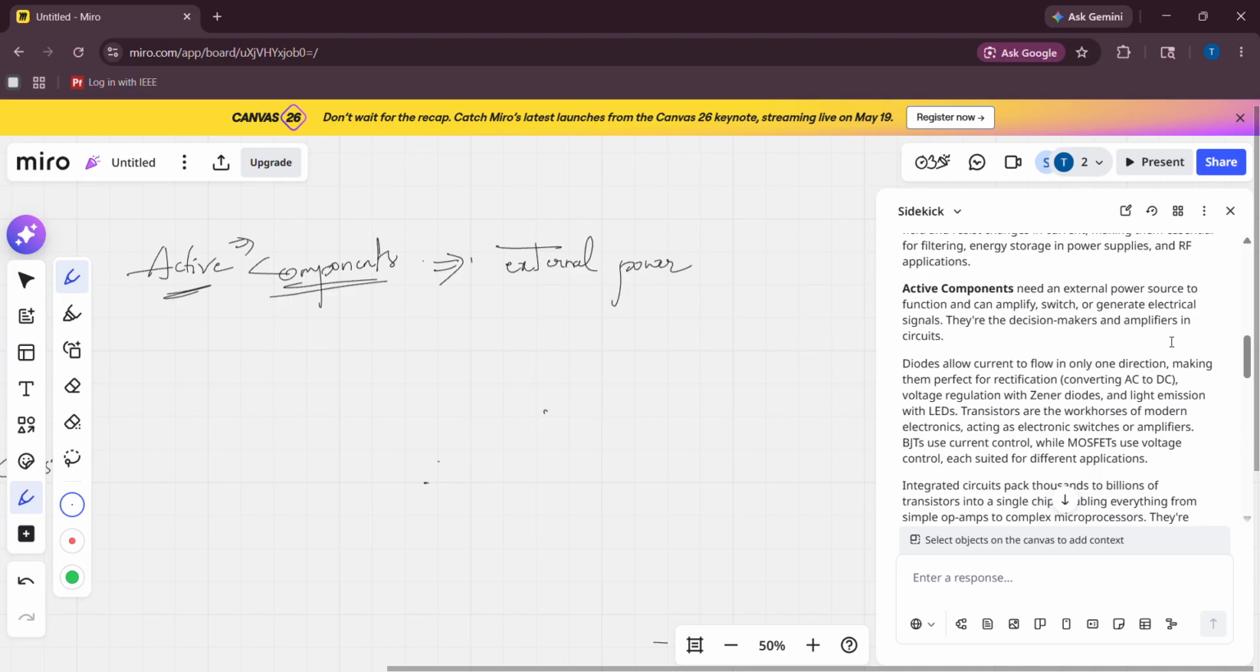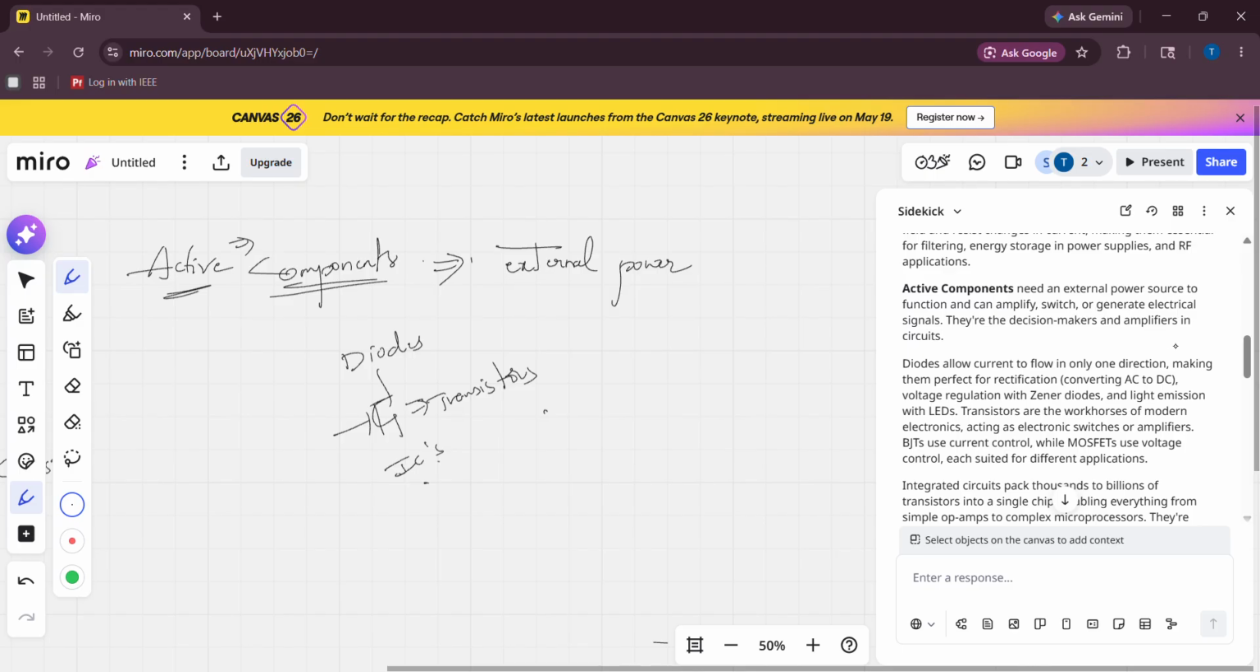Diodes allow current to flow in only one direction. The diodes, transistors, ICs all come under active components. This is the transistor symbol. Don't think this is something different. I have little knowledge related to drawing, so it may be a bit clumsy. So it is a transistor.